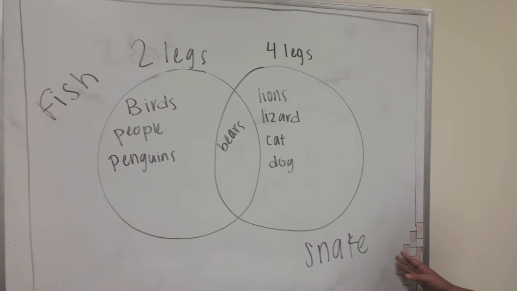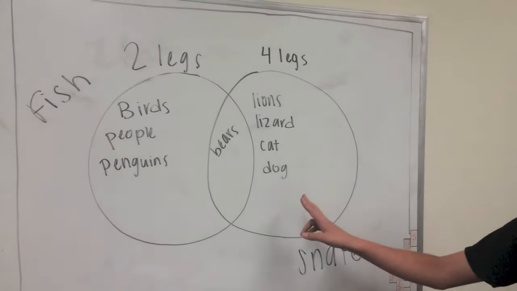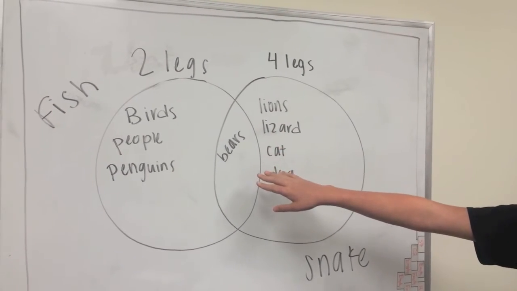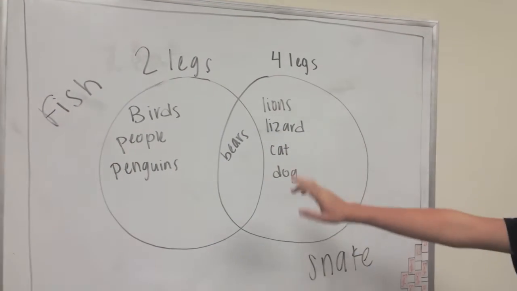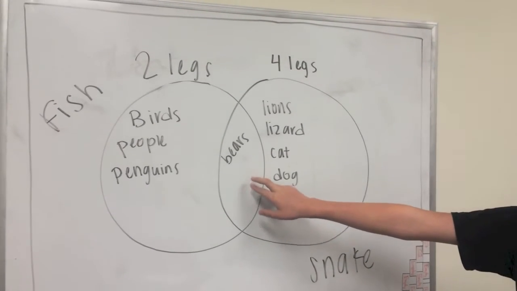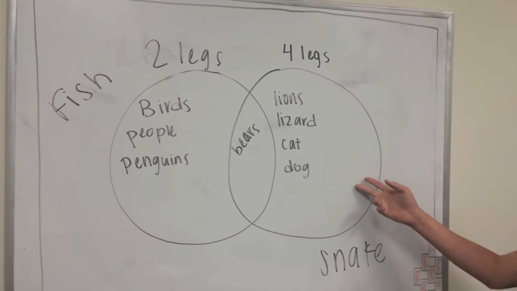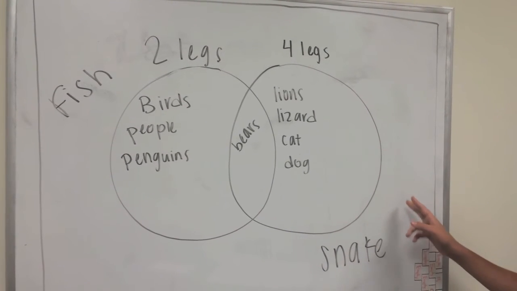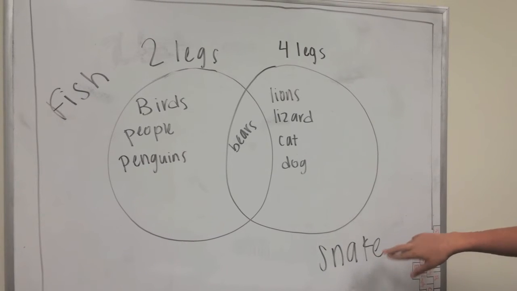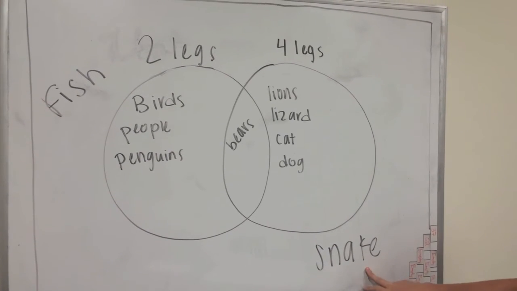Venn diagrams are like the counterpart to two-way tables. It's just another way of showing them. So for this, we did animals that walk on 2 legs versus 4 legs. For 2 legs, we had birds, people, and penguins. In the middle, bears, because they can walk on 4 legs and 2 legs. For 4 legs only, we had lions, lizard, cat, and dog. And for animals that walk on neither 4 legs nor 2 legs, on the outside, we had a snake and fish.